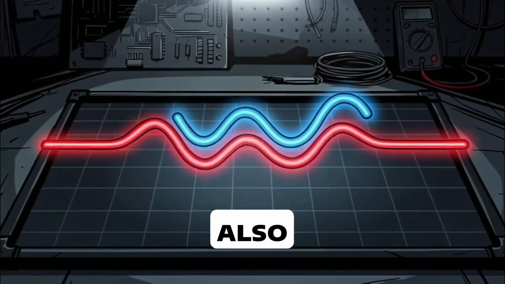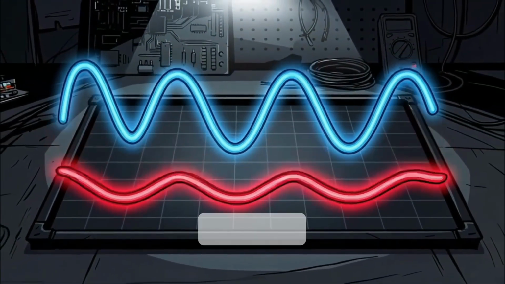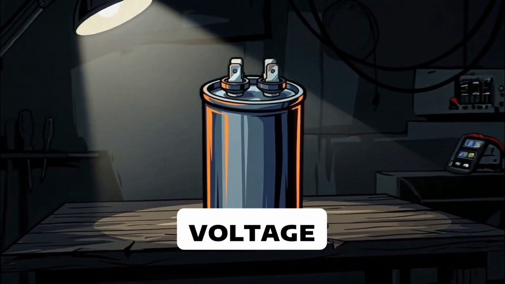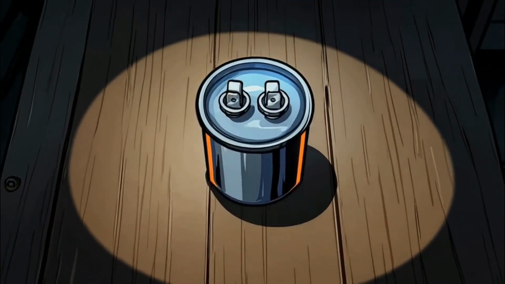AC circuits also involve phase relationships. Voltage and current are not always in phase. In capacitive circuits, current can lead voltage. This helps explain motor starting and capacitor action.